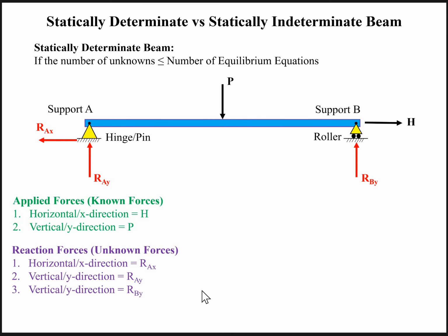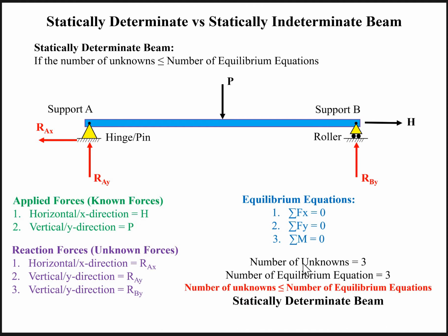In this case, we have a beam which is simply supported. It's supported by a hinge support at support A, and at point B it's supported by a roller support. So these are the support reactions we are having. We have only 3 support reactions, and the applied forces, which are the known forces, are 2 in number. Force P is applied right at the center of the beam, and there is one horizontal force which is acting outwards from support B. The available equilibrium equations we have are 3 in number.